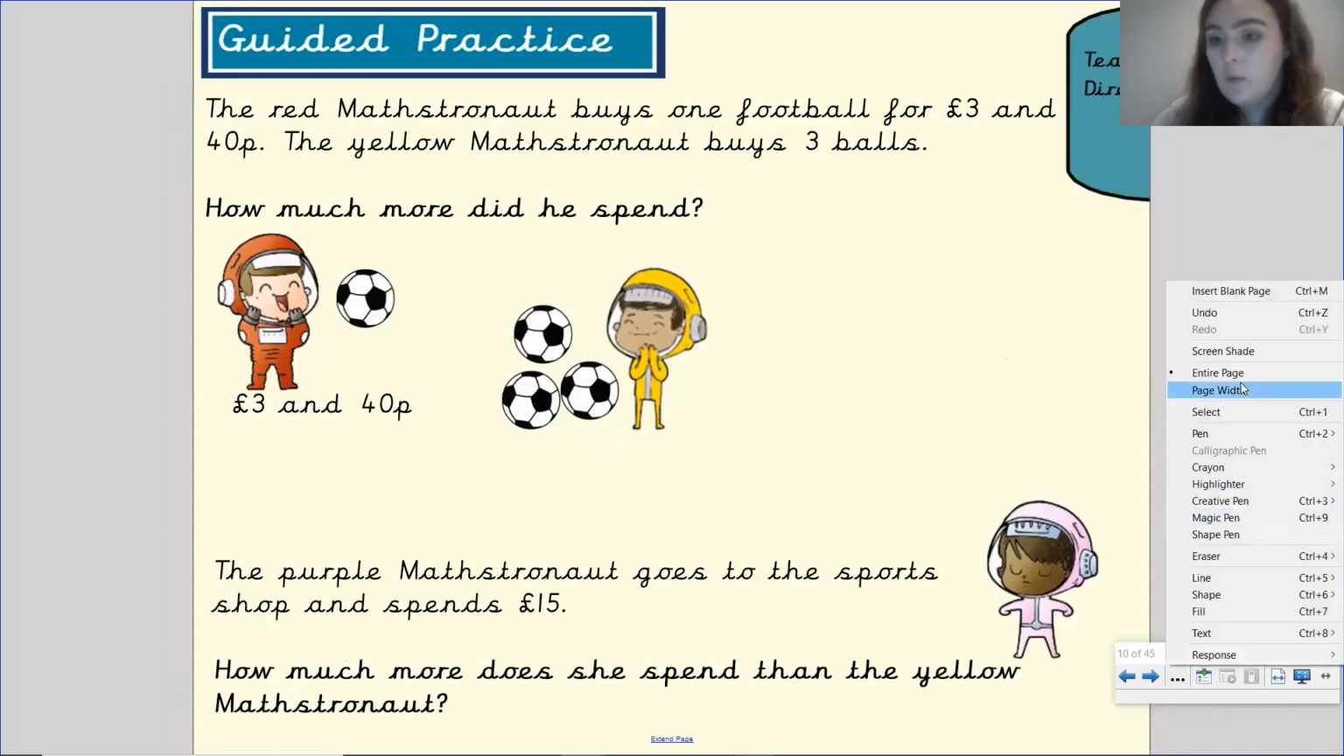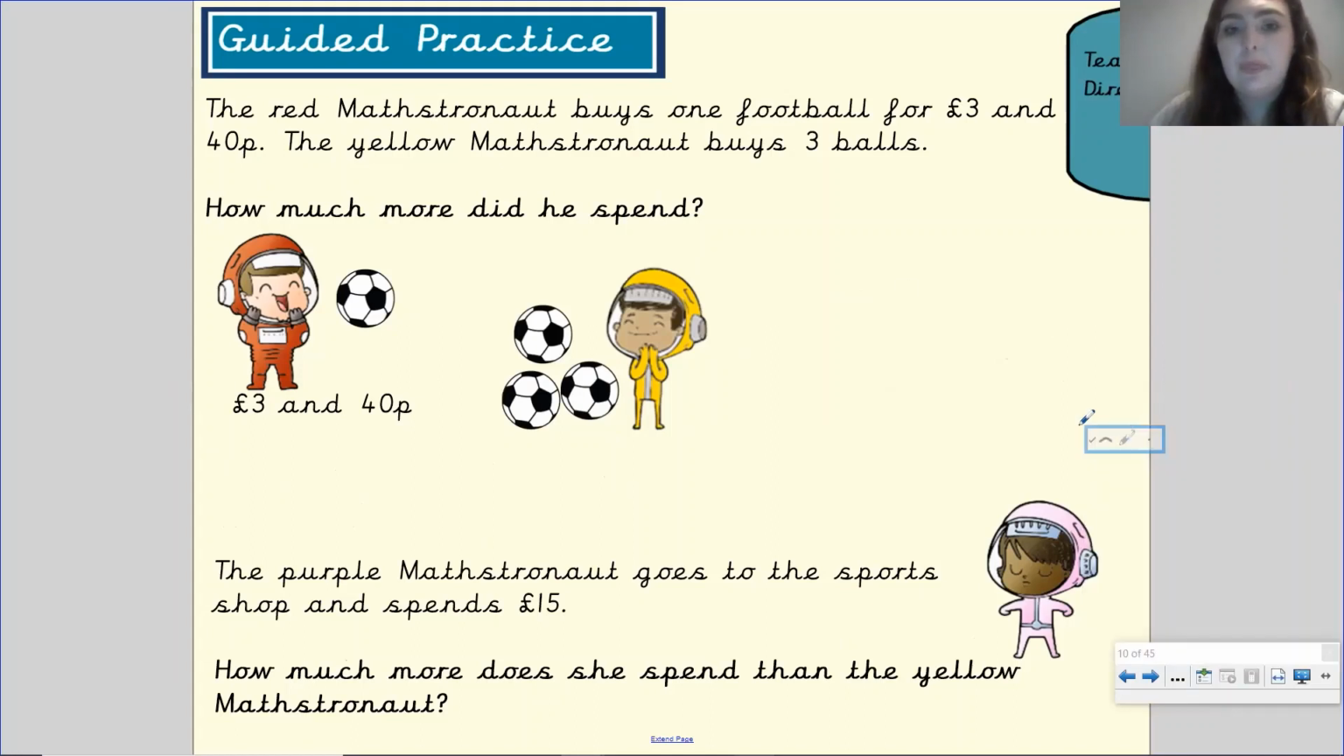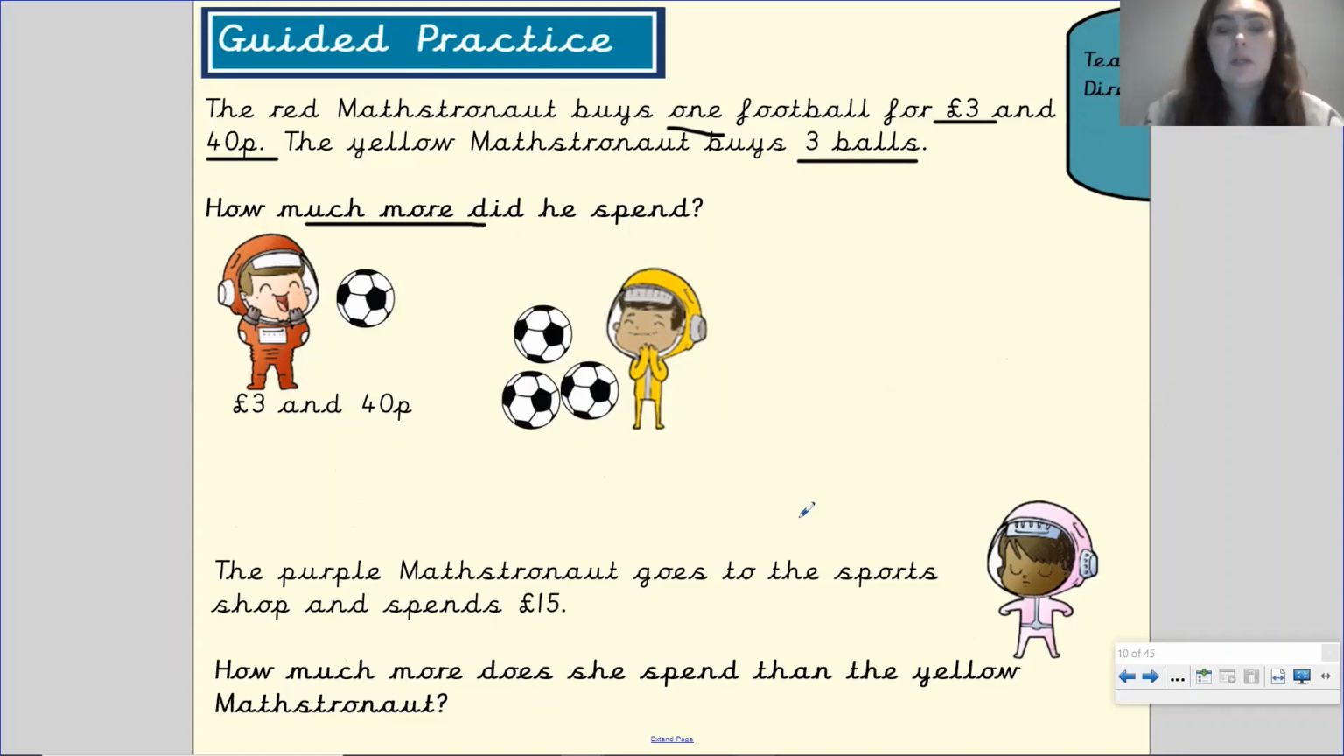Okay, the next question. Now this is a bit of a longer question here. So the red astronaut buys one football for £3 and 40 pence. So we know that one football is worth £3 and 40 pence. The yellow astronaut buys 3 balls. How much more did he spend? So this question is not a one-part question. This has got a couple of parts to it to work it out. So what do you think the first thing we're going to do is? Pause the video and have a think.